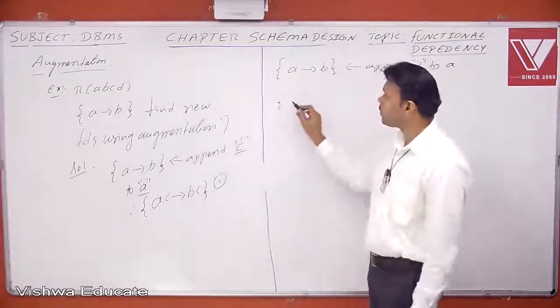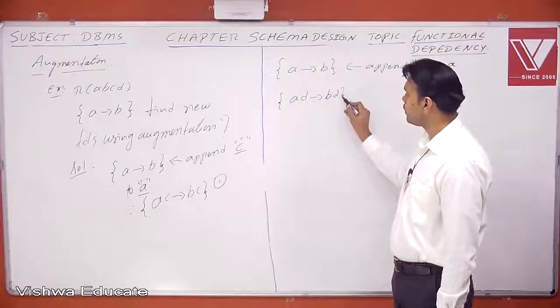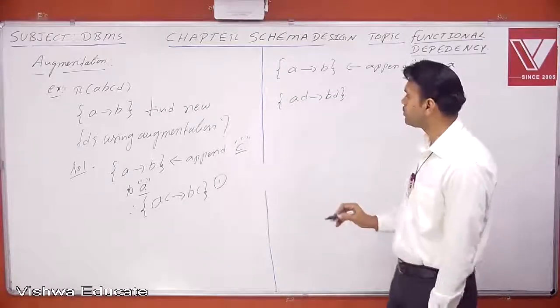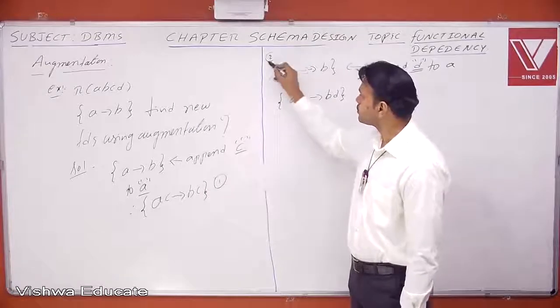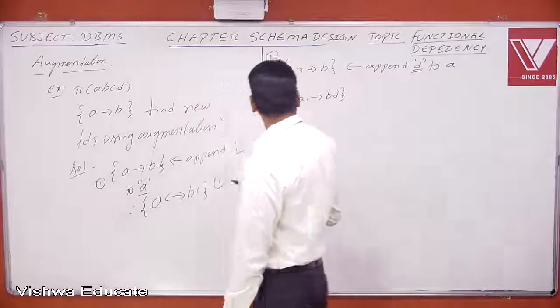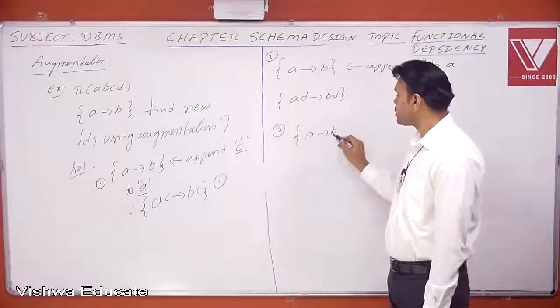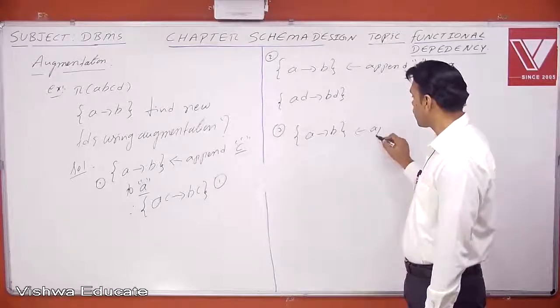Right. And what will happen? Tell me. AD tends to BD. This is a new production. And the third one, A tends to B is given.